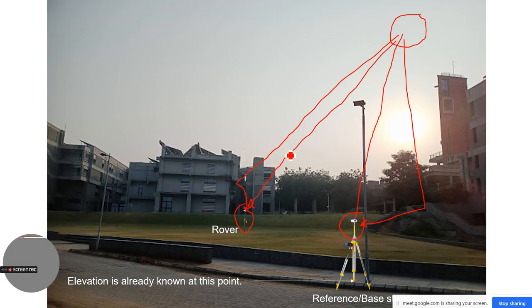It's NAVIC. GAGAN is an augmentation system in the space segment. We are getting CORS stations, and we are using NAVIC as well as other systems also. It's a combination of multiple satellites.